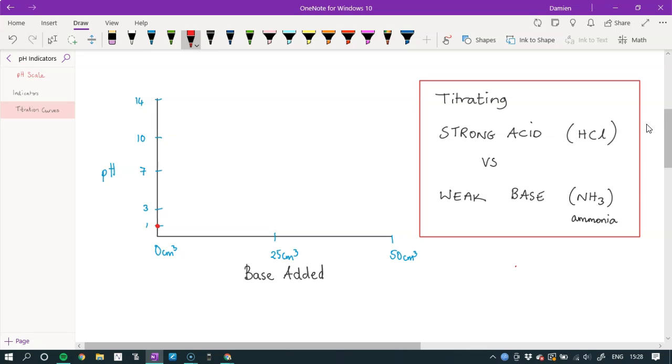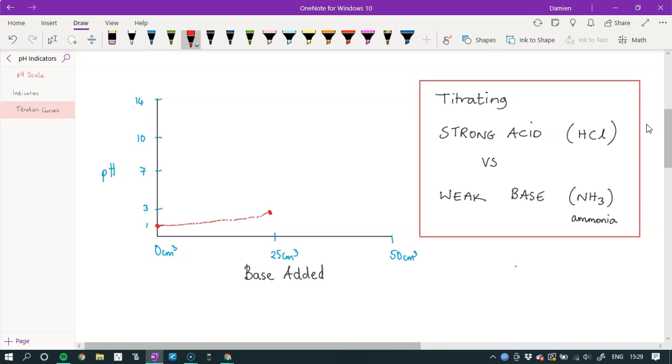So the same thing happens as you start adding your base. You're going to start increasing, and the pH is going to slowly start increasing, again up until generally around 25 centimeters cubed. And then once the base kicks in, this is the point at which it jumps.